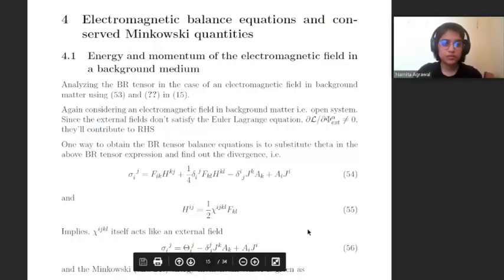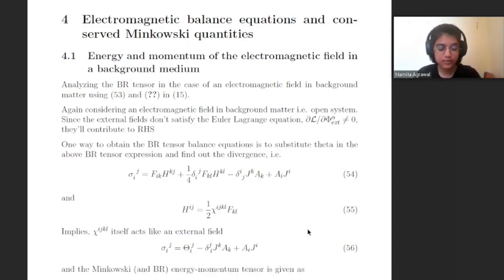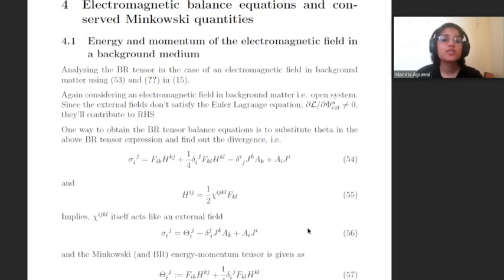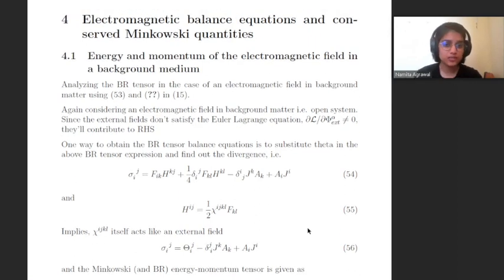Okay, I'm going to be explaining section 4.1 and 4.2. In this section, I've assumed the material medium to act as a background. That is, even though it does interact with the EM field, it's not impacted by the system, and it does not satisfy the Euler-Lagrange equations, that is, it's not a dynamical field.